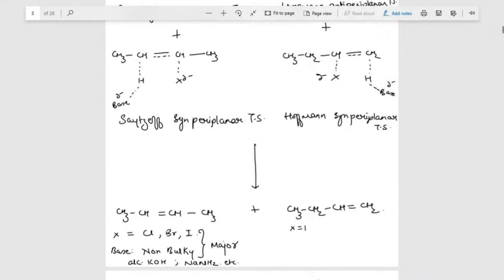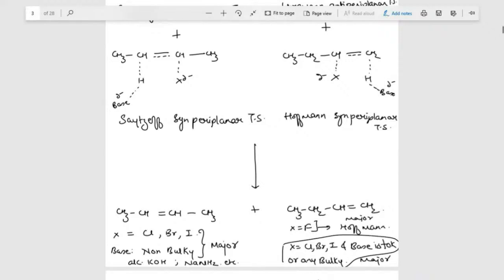When X is F, then always Hoffman, major product. When X is Cl, Br and I and the base is tertiary butoxide or any bulky base, then this is the major product. This is one thing, that with X equal to Cl, Br and I, only with a bulky base we can have Hoffman products. But when X is fluorine, then always we have Hoffman products.